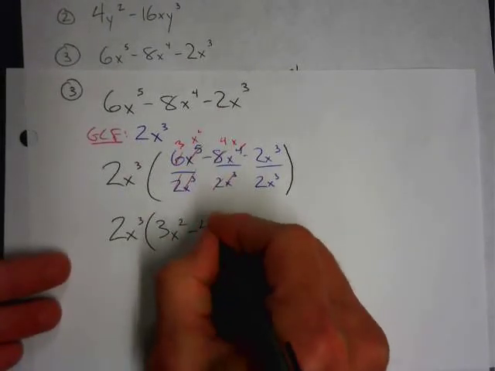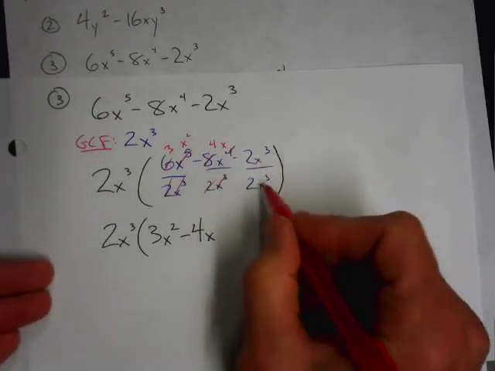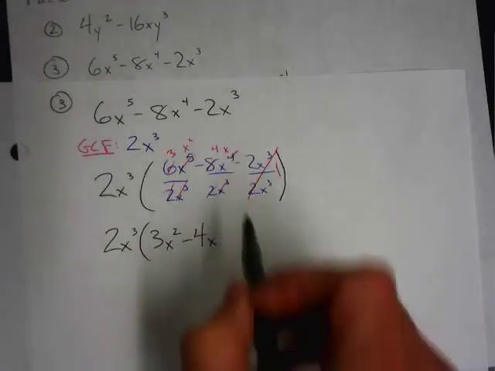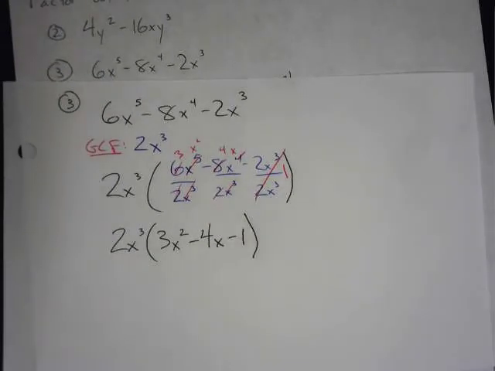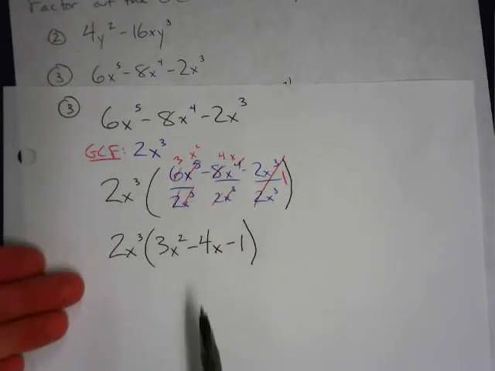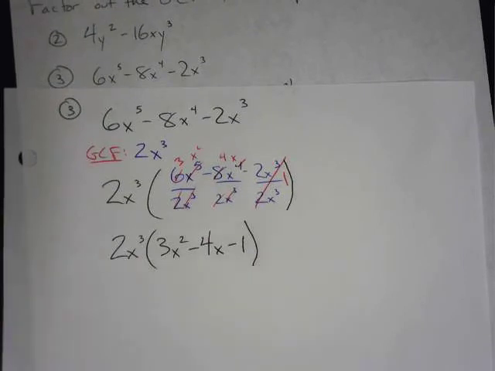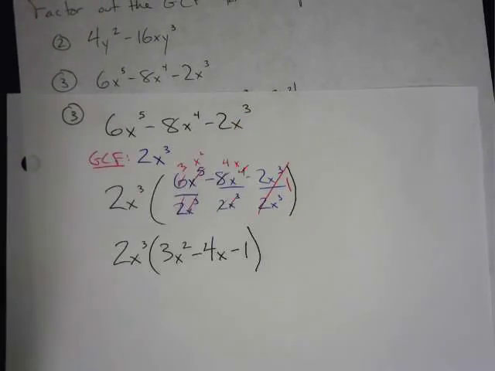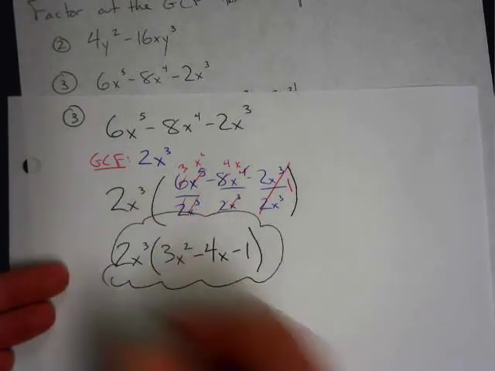Careful with signs, right? And then lastly, minus 1, because this all cancels, leaving us with a big, big 1. So it's going to be minus 1. And that is our expression. And we know we're done because there's no more common factors inside the parentheses. So no more common factors, so we're finished. We have expressed the initial expression as a product, and we are done.